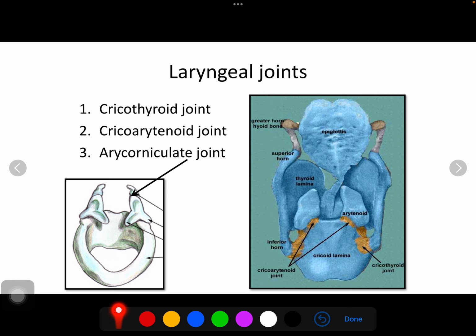Then the laryngeal joints. These cartilages are connected by joints. The cricoid and thyroid are connected by the cricothyroid joints. Then the cricoid and arytenoid are connected by the cricoarytenoid joints. Then the arytenoid and corniculate are connected by the arytenoid corniculate joints.